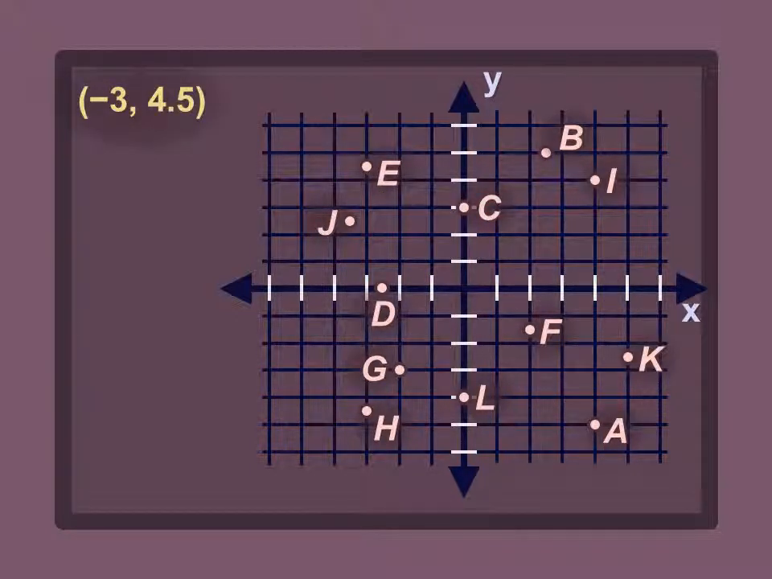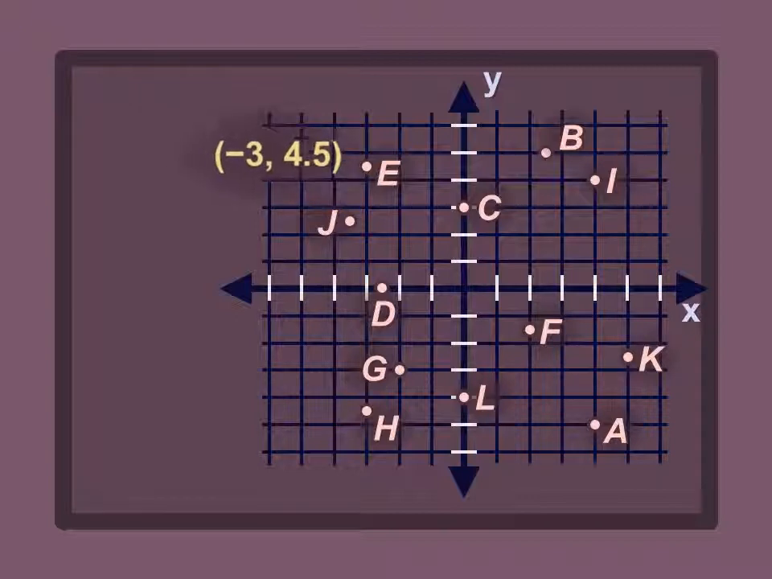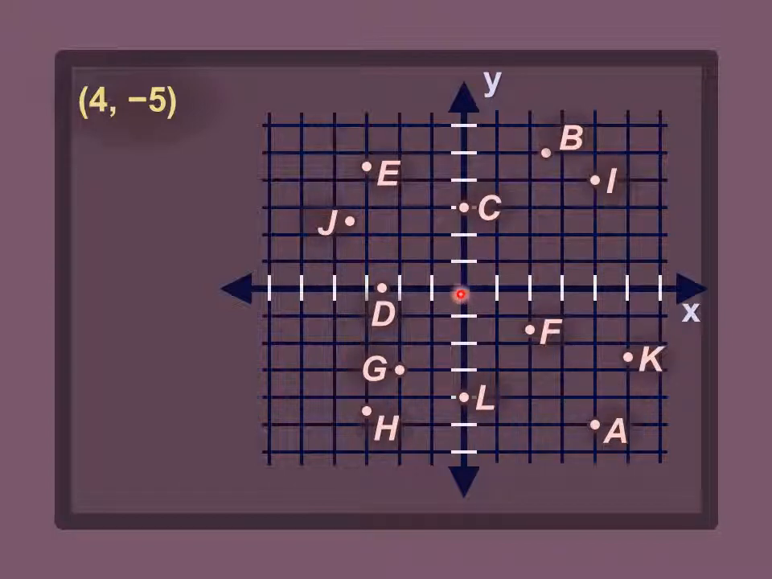Now we have -3, 4.5. So -3 is your x-coordinate. So 1, 2, 3. 4.5 is your y-coordinate. So 1, 2, 3, 4.5. And we get point E. 4, comma, -5. So 4 is your x-coordinate, which is your horizontal. 1, 2, 3, 4. -5. 1, 2, 3, 4, 5. We get point A.